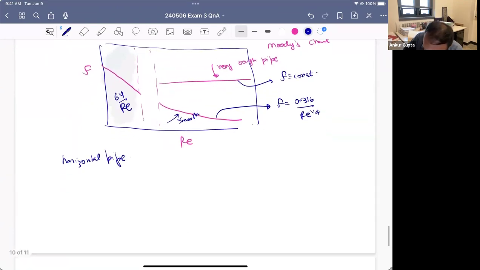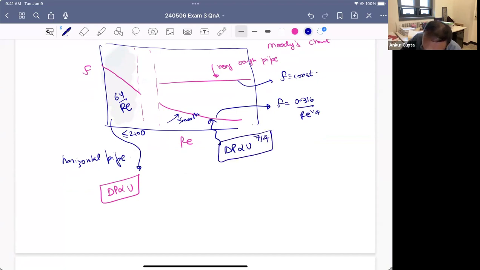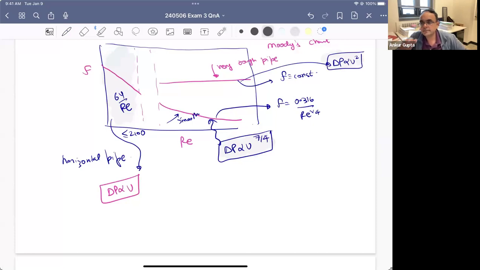For a horizontal pipe, in this regime, which is less than 2100, delta P will be proportional to U. That's something you can derive from the formula. In this regime, for this pipe, delta P will be proportional to U to the 7/4. This is one of the practice exam problems. And for this regime here, delta P will be proportional to U square. So that's what I would say focus on in the Moody's chart, and I wouldn't worry about anything else.